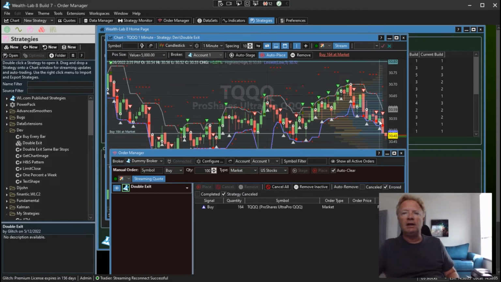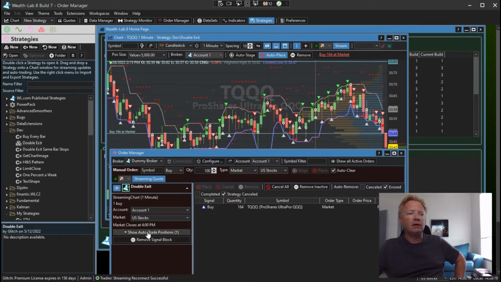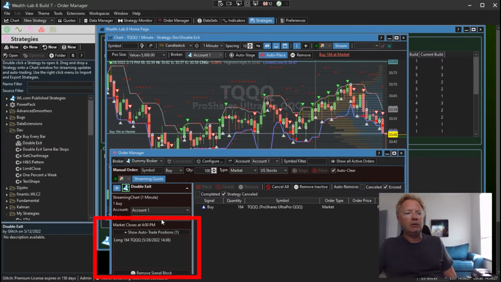Unfortunately, we had an exit on the last bar, so this signal was a buy, but you could see it was handled here in our order manager, in our dummy broker. So let's take a look here. This would be a good time to mention this new area of the signal block here in the order manager that lets you see positions that were generated by the strategy. They're called auto trade positions. And this will come into play when we talk about the third item here in the list.